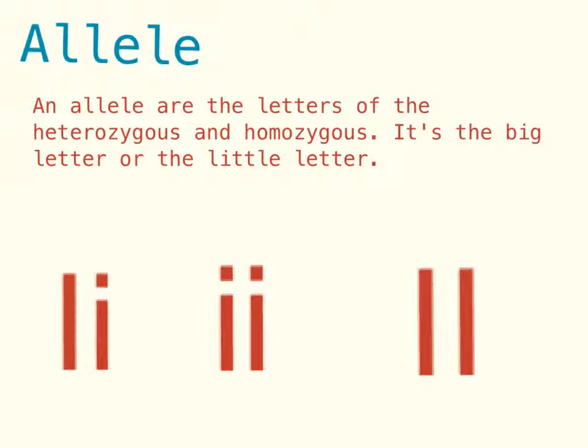An allele refers to the letters in the heterozygous and the homozygous. It's the big letter or the little letter. Here we have a capital I and a lowercase I. Lowercase, lowercase. Capital, capital. Basically, each one is an allele. So this capital I is one allele, and this lowercase I is one allele. These both are lowercase, but each lowercase letter is an allele. So they're separate alleles. So this would be alleles, plural. But this would be allele, singular.